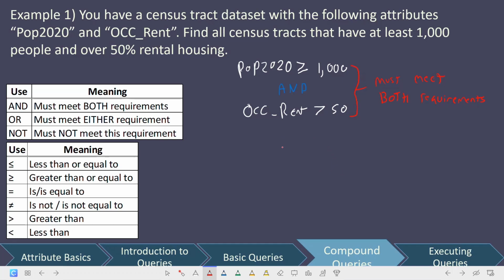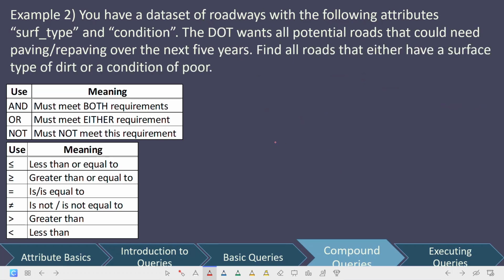So let's look at another example. In this case, we have some roadways and we're trying to figure out whether or not they need to be maintained or paved. And so the idea is we have two different conditions. We have the surf type, so that's what type of surface the road has, and then we have the condition, which is the quality of the road itself.